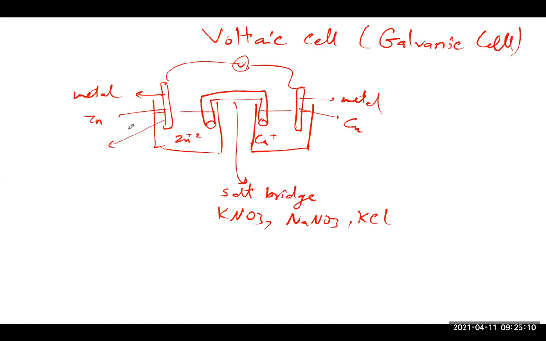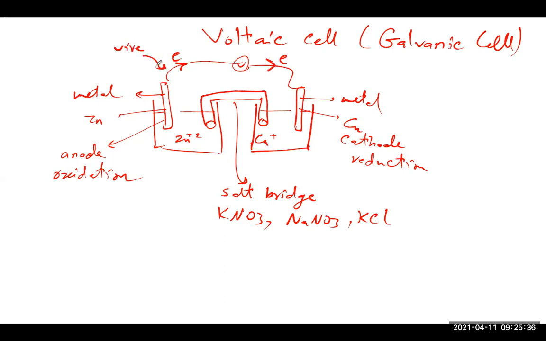If we assume this one is the anode, at the anode we will have the oxidation. Cu will be the cathode here, and at the cathode we will have reduction. You need to know that at the anode you have oxidation, and at the cathode you have reduction. The electrons always move from the anode to the cathode, and they move through the wire. But ions move through the salt bridge.